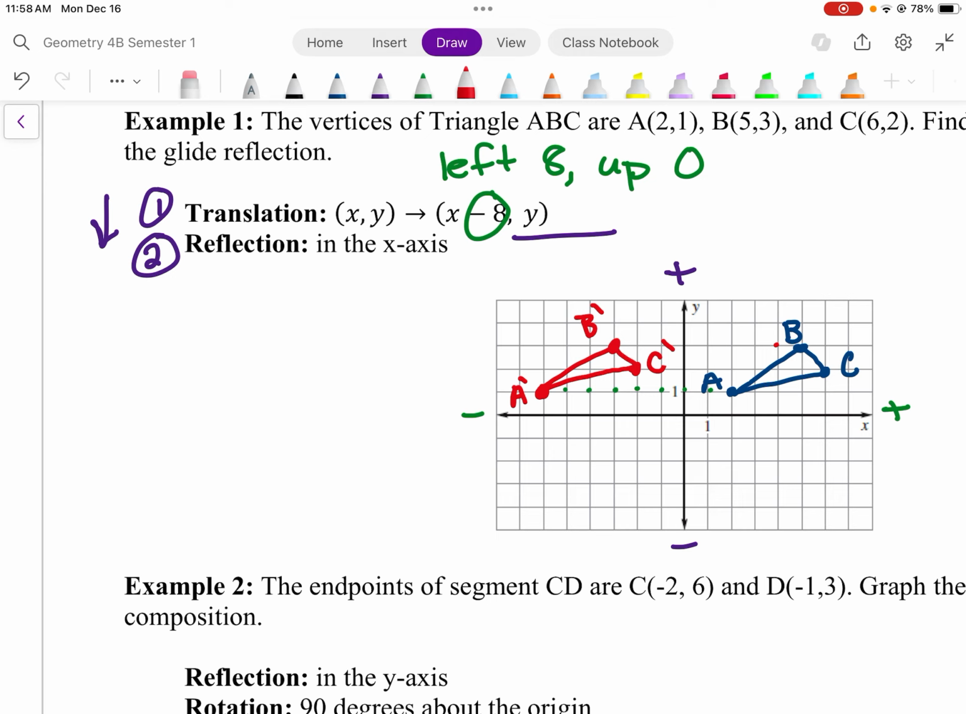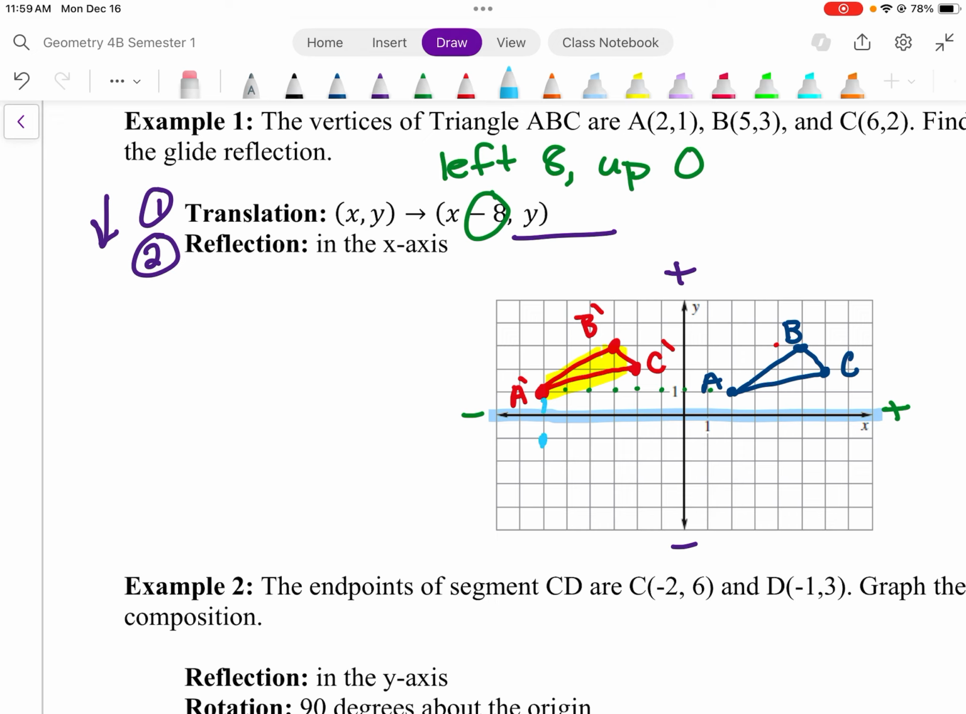Now for our second transformation, the reflection, we are going to be reflecting A, B, C prime. So we're not going back to the first shape, we're going to our image that we just drew. This one we're reflecting over the x-axis, which is the horizontal one here. Because that is a horizontal line, we're just going to count how many spaces away each point is, and then go that same number of spaces on the opposite side.